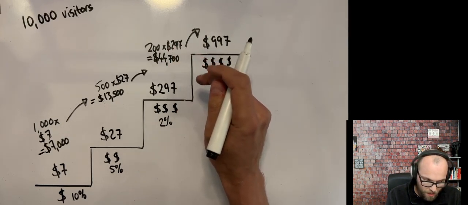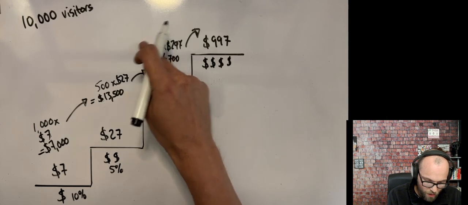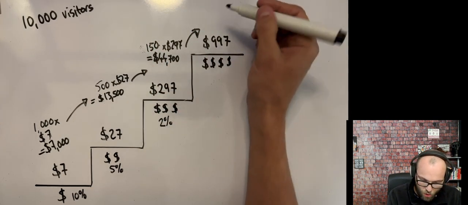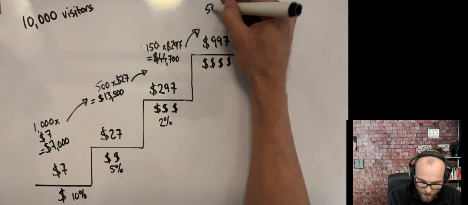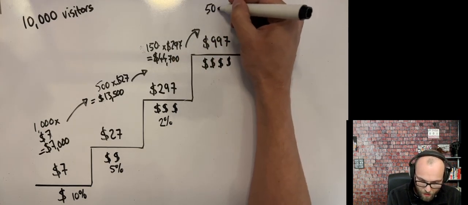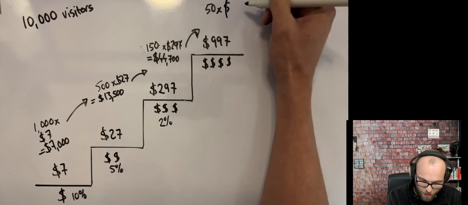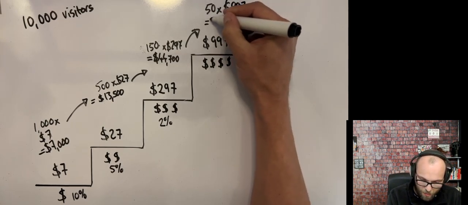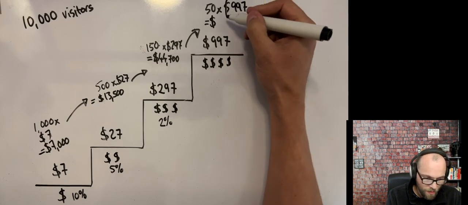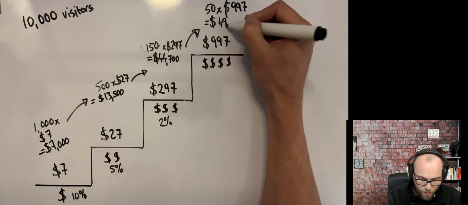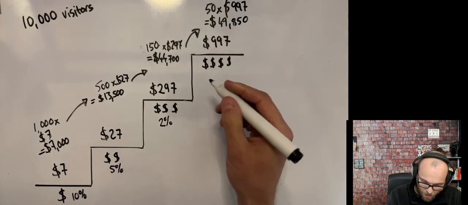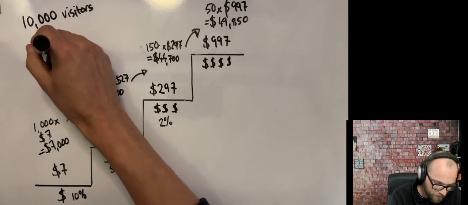In fact, hold on. Let's do that as 150. That's right, 150 times your 297 is your 44, and then it's 50 times, what did we get? 50 times 997. That's going to be a pretty big number. So that equals 49850. We add all of this up.